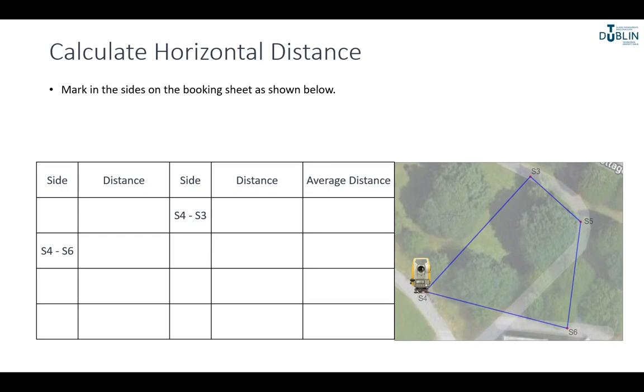So we're set up over station 4, so we're going to measure from station 4 to station 3, and then we're going to measure from station 4 to station 6. We can fill in this information in the distance section on the booking sheet.